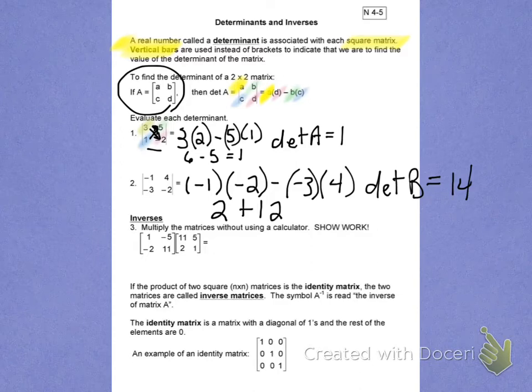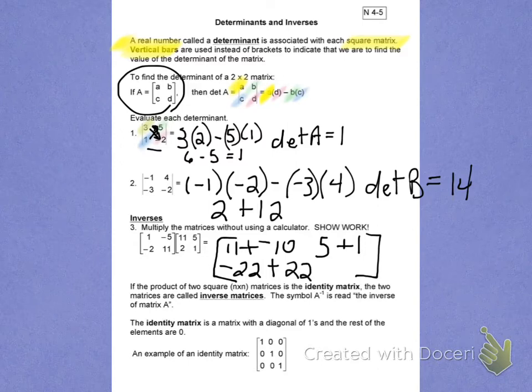Okay? So, to find this matrix, you'd have 1 times 11, or 11, plus -5 times 2, so that's going to be -10. That's going to be the first part of your answer matrix. Then we have 1 times 5 over here, that's 5, plus 1 times 1, which is 1. Okay, -2 times 11 is -22, plus 11 times 2 is 22.